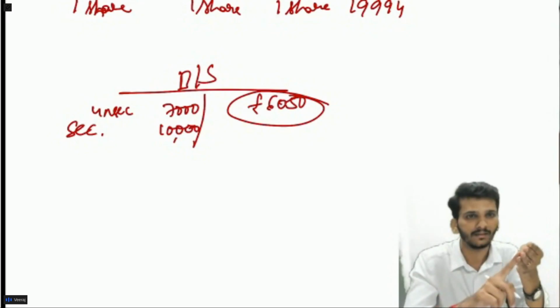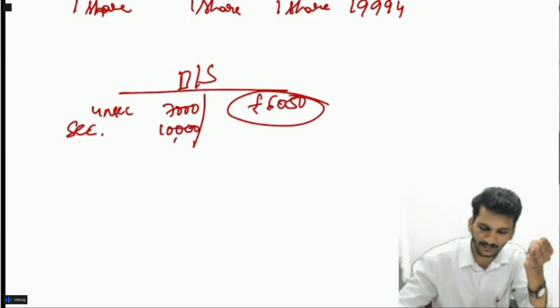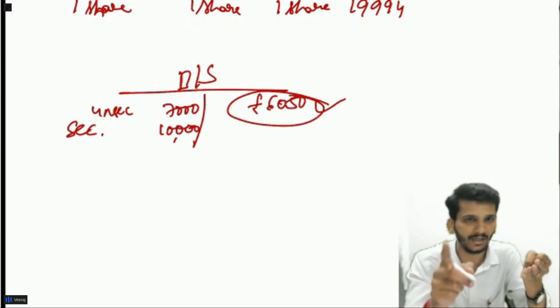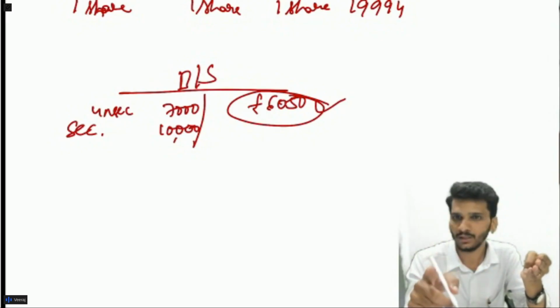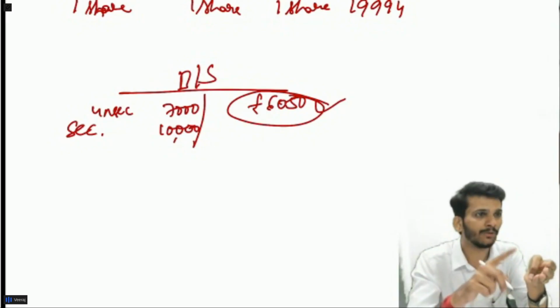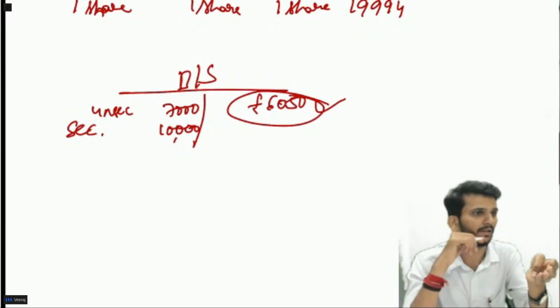Even then, you are taking this 6,050, you should not take that because you are responsible for the company getting into losses. First you should pay the outsiders, then only if there is anything left, you should take it.